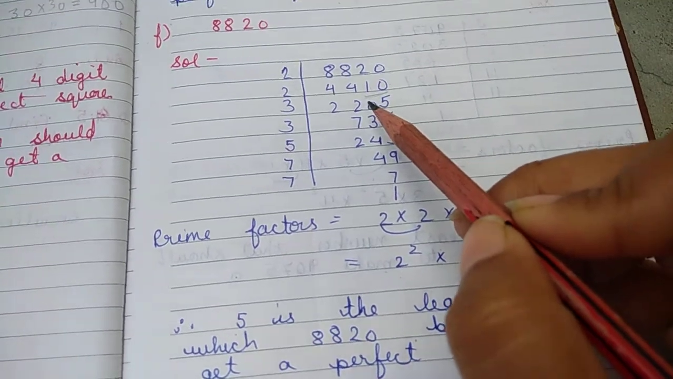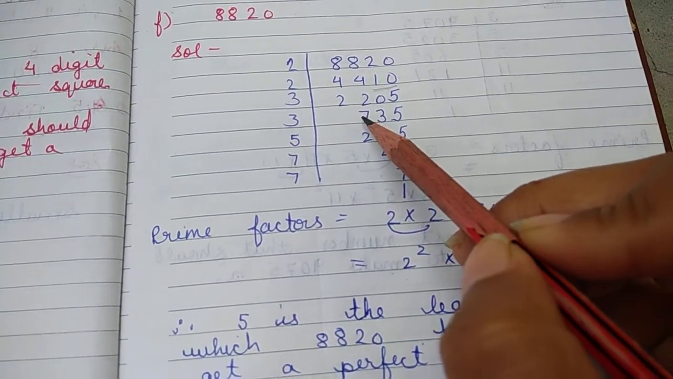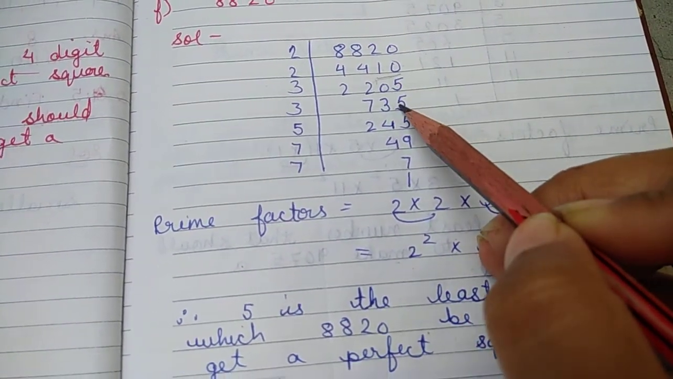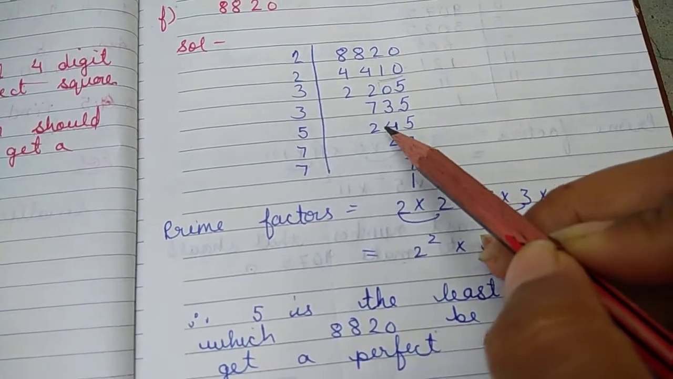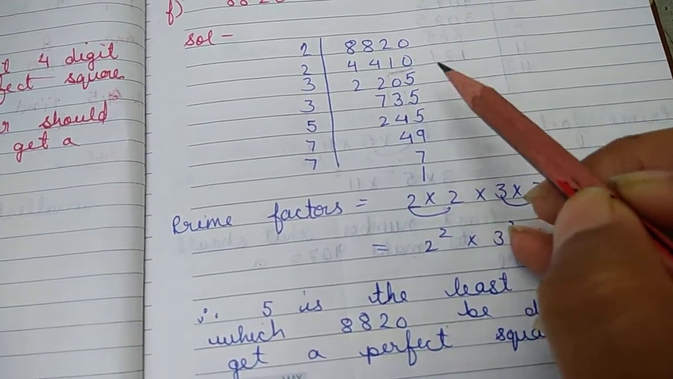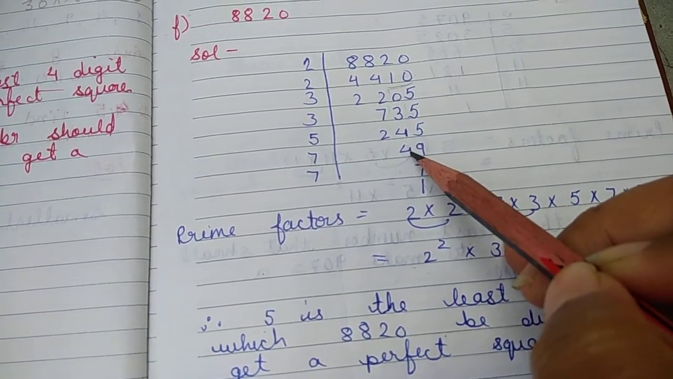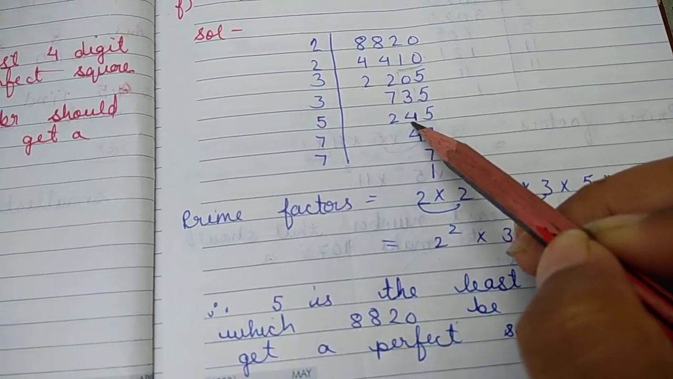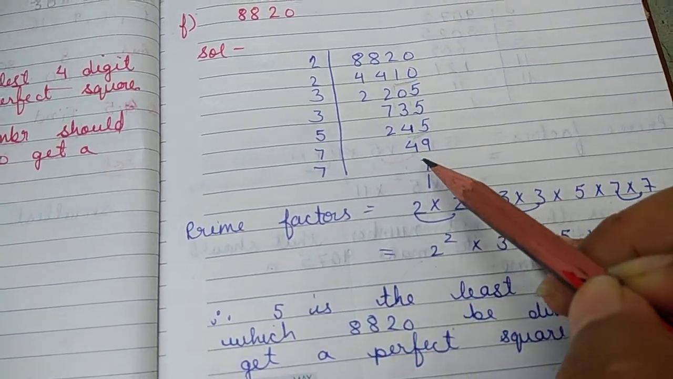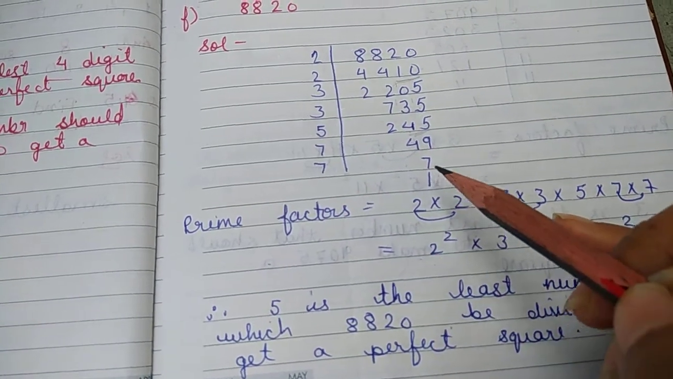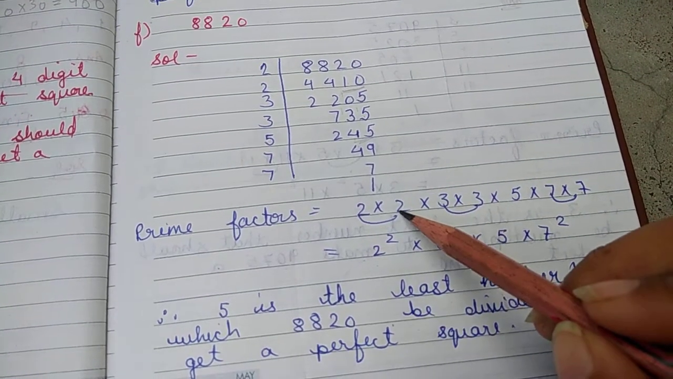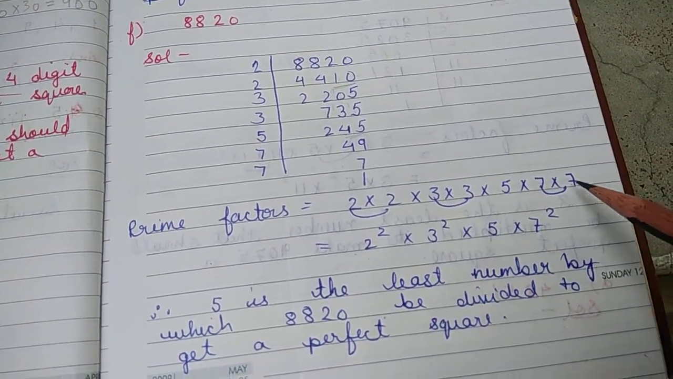2 5s are 10. Then again, 3 times from the table of 3, 3 7s are 21, 1 is left, 3 3s are 9, 1 is left, 3 5s are 15. Then 3 2s are 6, 1 is left, 3 4s are 12, 1 is left, 3 5s are 15. Then 5 4s are 20, 4 is left, 45, 5 9s are 45. Then 7 7s are 49, and 7 1s are 7. So these are the factors of 8820. So 2 into 2, 3 into 3, 5 into 7 into 7.